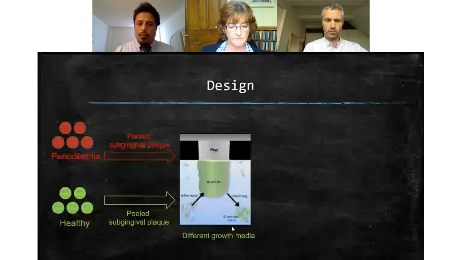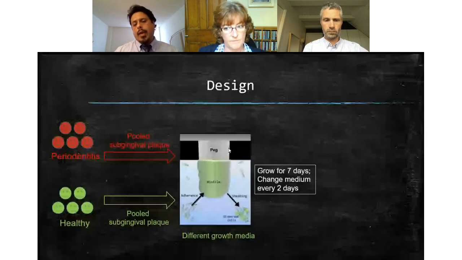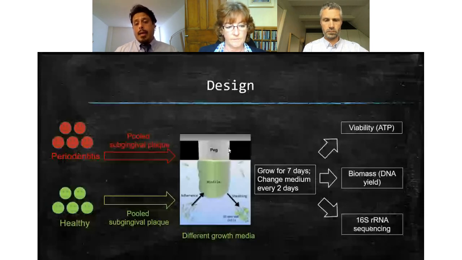And we used different types of media that I'm going to share in the coming slide, and then allowed the microbiome or the biofilm to form on the surface of these hydroxyapatite coated pegs that were also treated with sterile saliva, so that mimics the dental pellicle that forms in the oral cavity. We allowed the biofilm to grow for 7 days, and we replenished the medium every 2 days. And at the end of the period, we harvested the biofilm to check for viability.